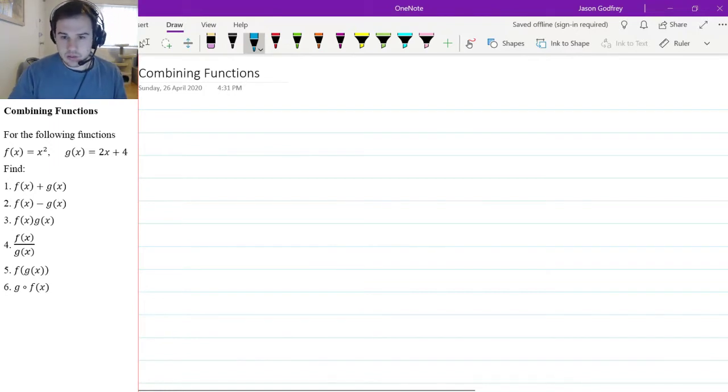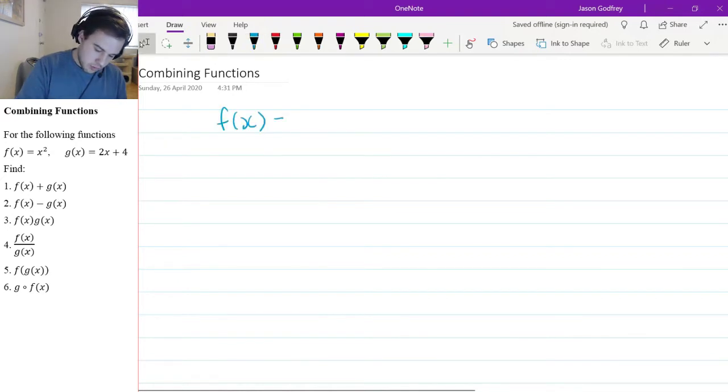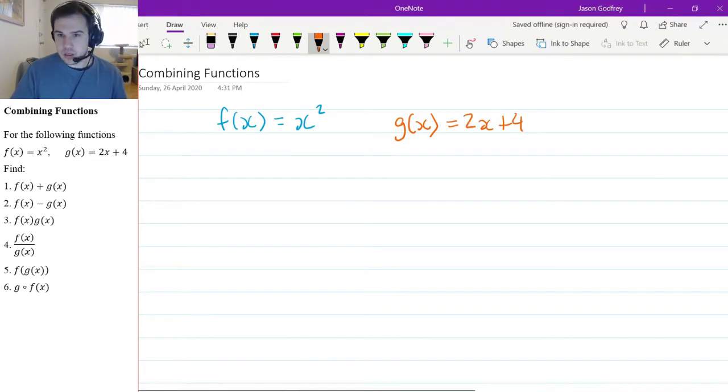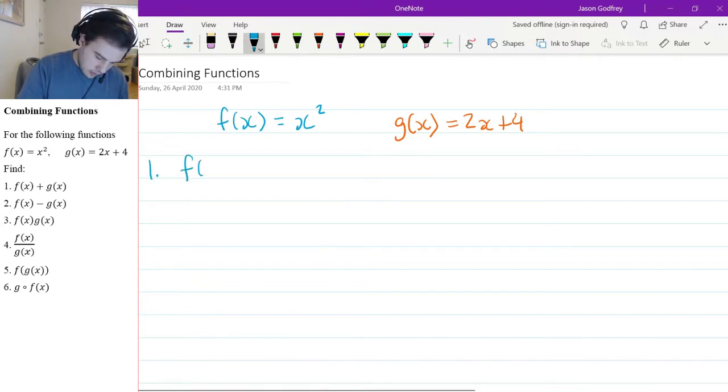So we're going to combine functions in some different ways using some of our basic operations and then also combine them together, which is called a composite function. So here we've got two functions. One's called f of x, which I'm going to write in blue. And for clarity, I'm going to write this function called g of x in orange. And I'm going to use blue and orange for these throughout, so hopefully it can be visually quite clear what's happening.